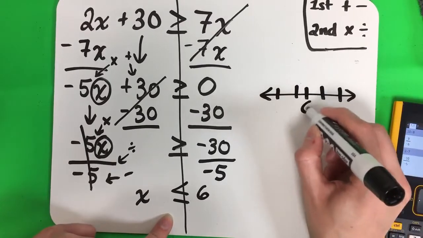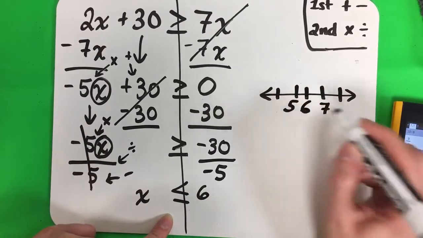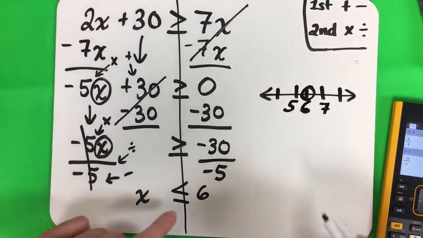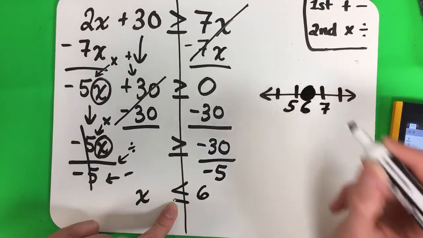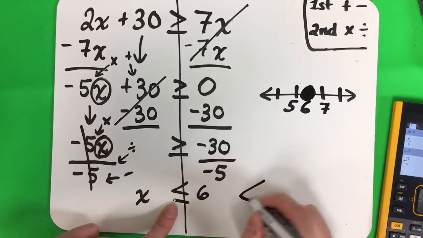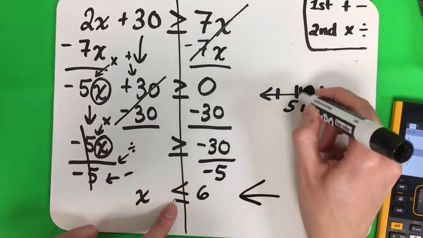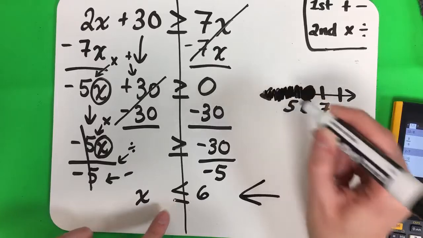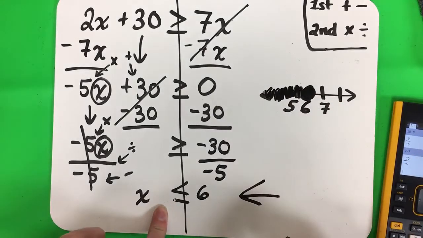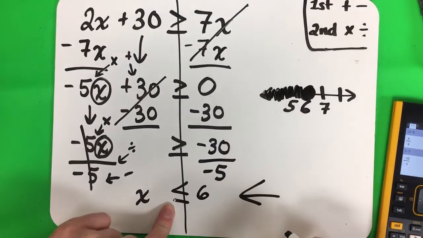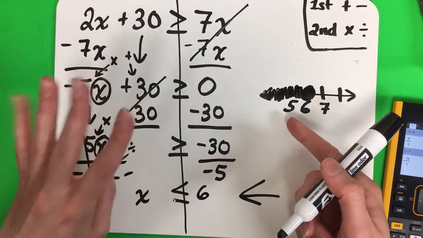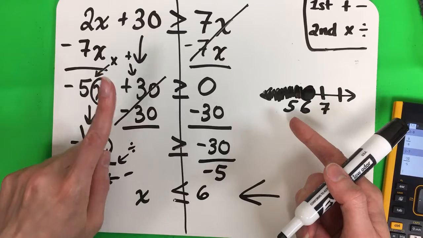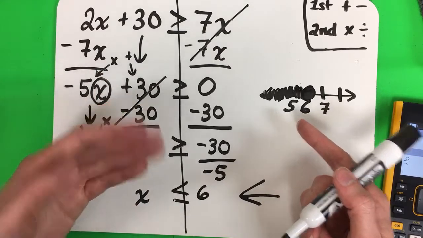So here is 6. This is 7. Here is 5. Circle. Yes line. Sí línea. Yes color inside. Sí color dentro. And this arrow is color to the left. So X es menor que o igual que 6. X is less than or equal to 6. So examples: 5, 4, 3, 2, 1, 0, negative 1, etc.